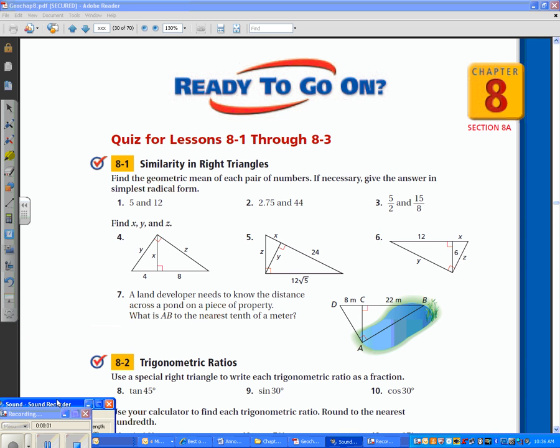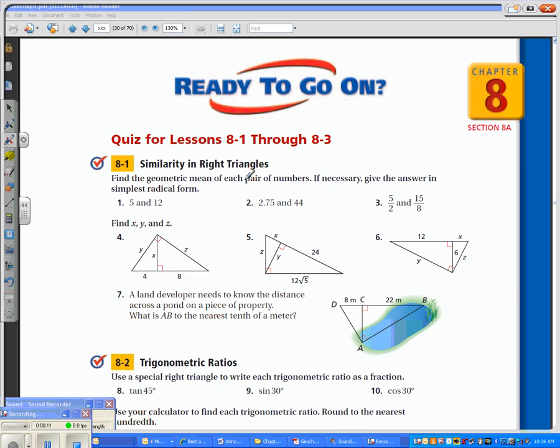Okay, here are the answers to the Chapter 8 quiz you took. I'm just going to go over them really quickly because I want to make sure you know how to do these before we take the test. So one question I had was number 3, and it said find the geometric mean and give each answer in simplest radical form. And this is where most people goofed.